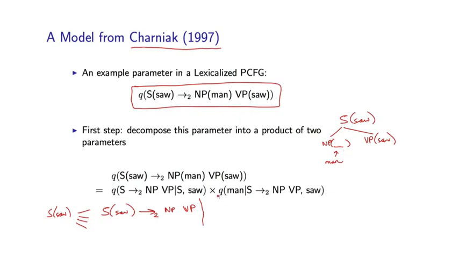And these kind of parameters are crucial because they basically model, in this case, the probability for a particular word, man, to play a particular role, namely the subject of the verb saw. So we see a very direct model of these dependencies between lexical items, saw and man. And again, those dependencies can be very useful for disambiguation. So that's step one. The first step is to take this parameter and actually decompose it into this product of two different terms.